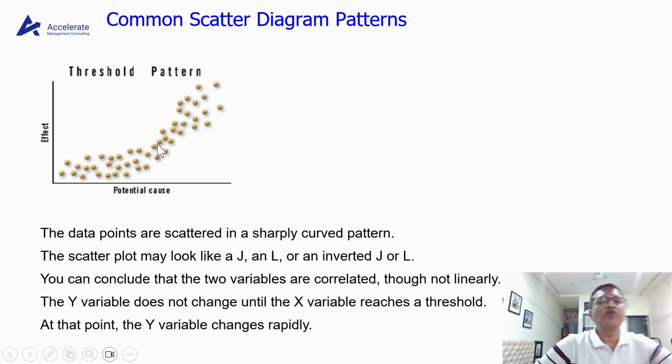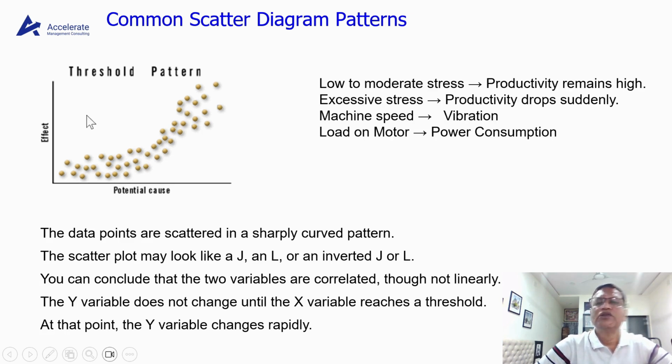There is another pattern which you can observe. This is like a capital J or L, or it can be an inverted J or L. In this case, we can say that the two variables are definitely correlated, but Y will increase only after some threshold limit. So once X reaches the threshold limit, then there would be an increase in Y. And this is not a linear relationship.